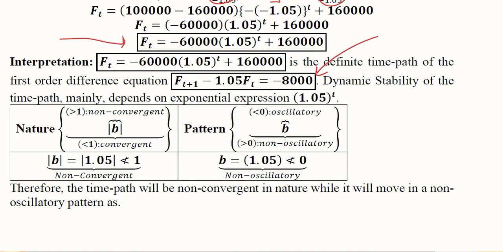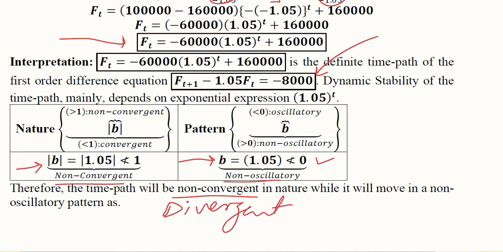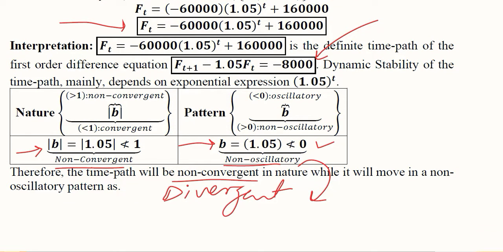That can be done simply by looking at the value of b in its absolute terms, and the value of b in absolute terms is 1.05, which is not less than 1, which means that it is not a convergent case. On the other side, its actual value is not less than 0. It means that it is a non-oscillatory case. So in other words, we can say it is a divergent case where there is a pattern which is non-oscillatory in nature.